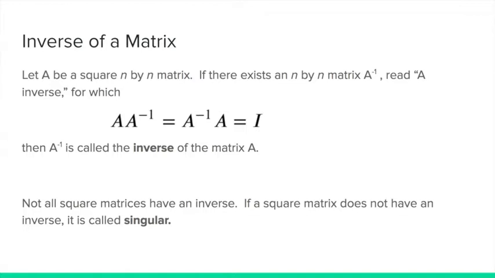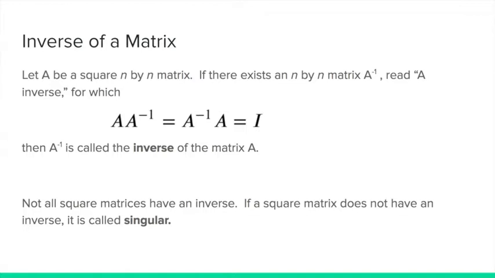Only square matrices will have an inverse. So a 2 by 2, a 3 by 3, a 4 by 4. You cannot have an inverse that is a 2 by 3 or a 4 by 5 or anything like that. It always has to be square. But not all square matrices have an inverse. In fact, we have a special name for matrices that do not have an inverse. We call them singular.